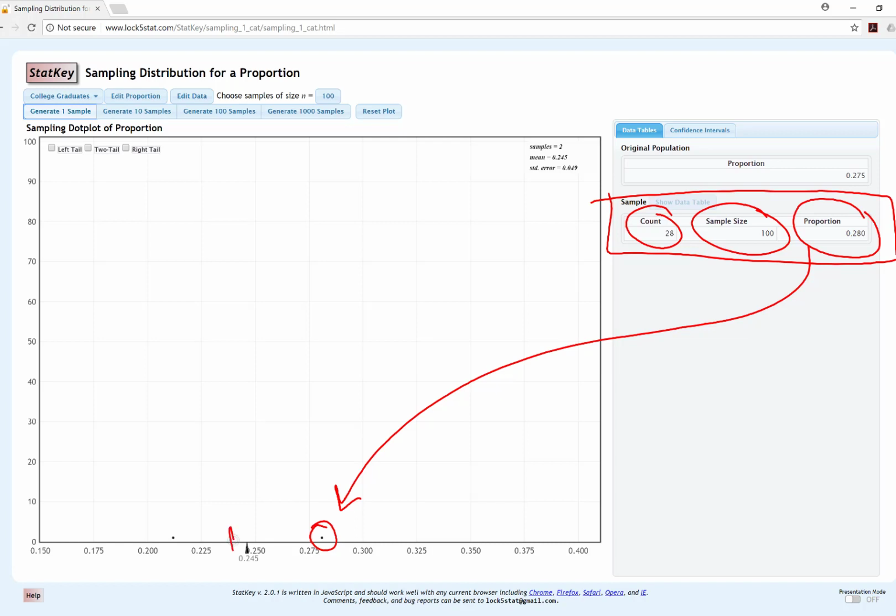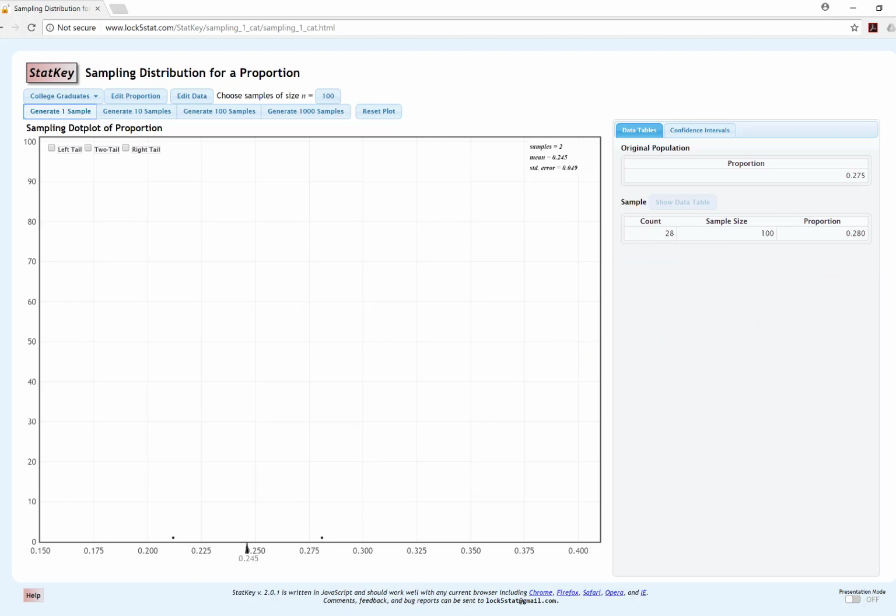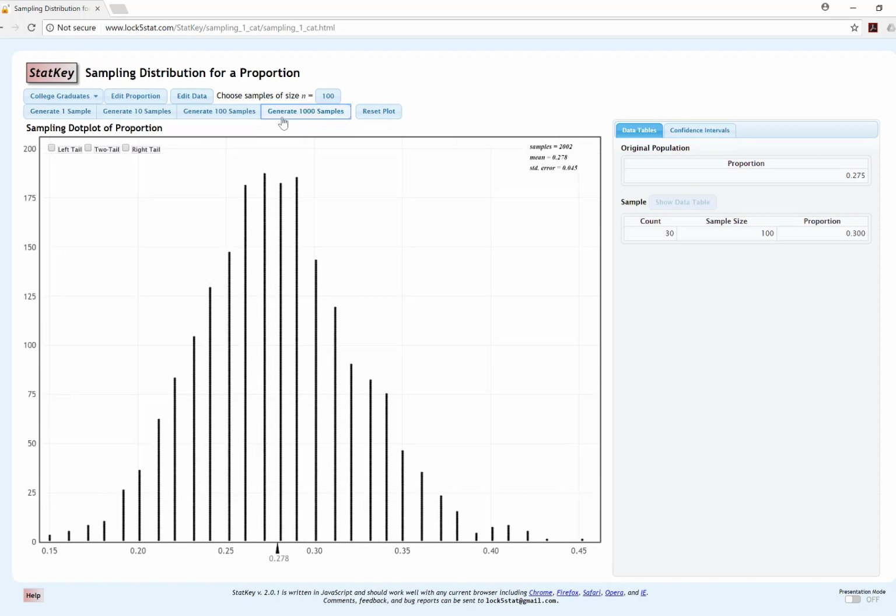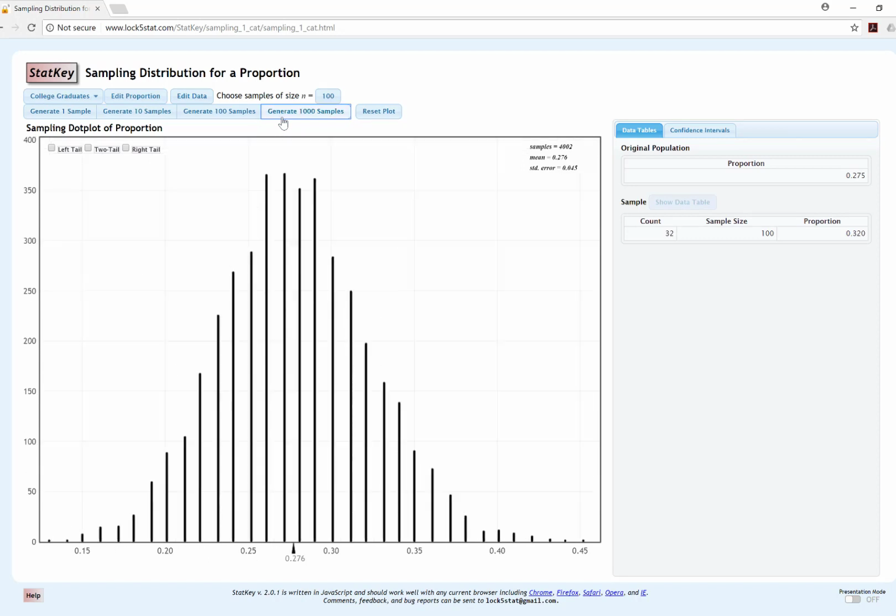The triangle and the number below it represent the mean of this distribution. We could keep generating one sample at a time and plotting the sample proportions one by one, but StatKey has the option of generating 10 samples at a time, 100 samples at a time, or 1,000 samples at a time. I typically like to generate at least 5,000 samples total to get a good picture of this sampling distribution.